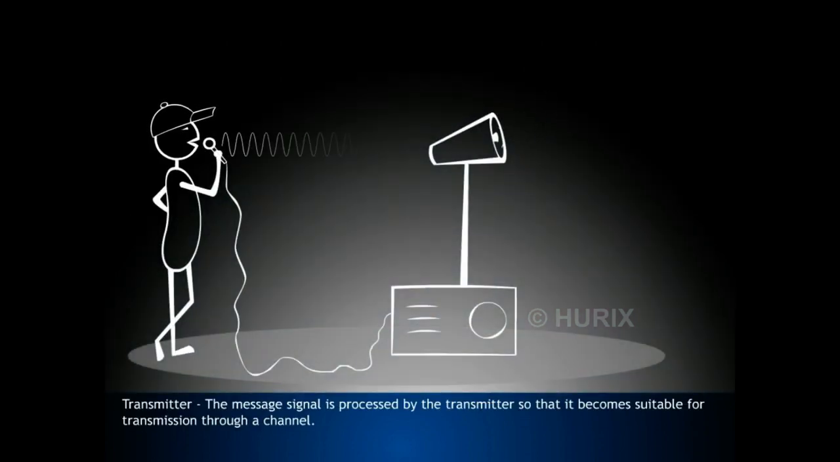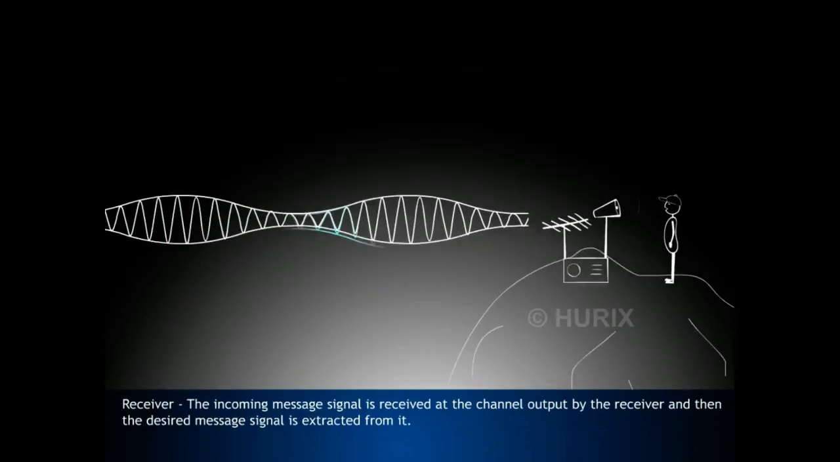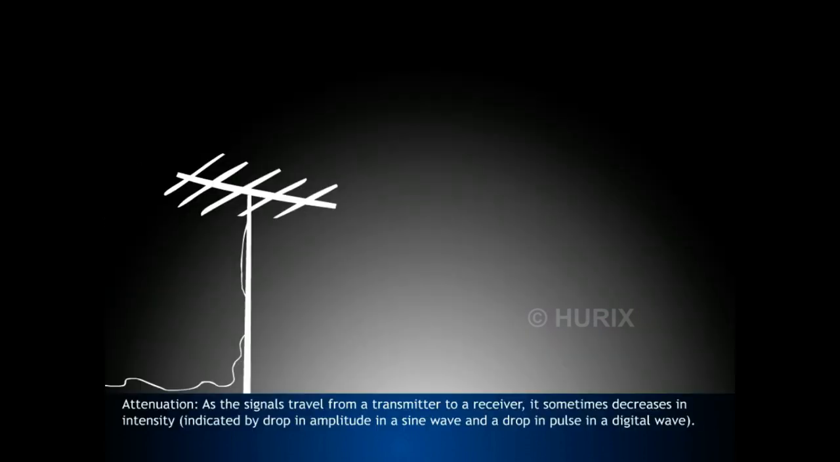Transmitter. The message signal is processed by the transmitter so that it becomes suitable for transmission through a channel. Receiver. The incoming message signal is received at the channel output by the receiver, and then the desired message signal is extracted from it.